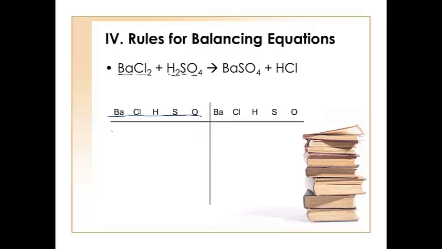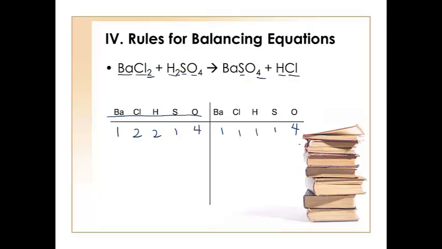Now, under each element, list how many of them are on the left side. So barium, there's 1. Chlorine, you see the 2, so there's 2 there. Hydrogen is 2. Sulfur, no subscript, there's 1. And oxygen, there's 4. If you see barium in 2 different places, don't list it twice. This is keeping track of the total. On the right side, you see 1 barium, 1 chlorine, 1 hydrogen, 1 sulfur, and 4 oxygens.